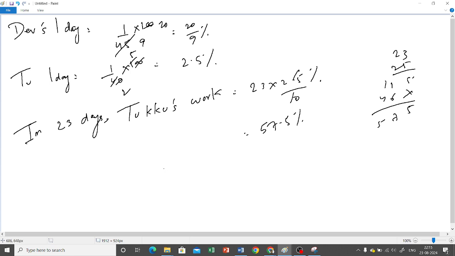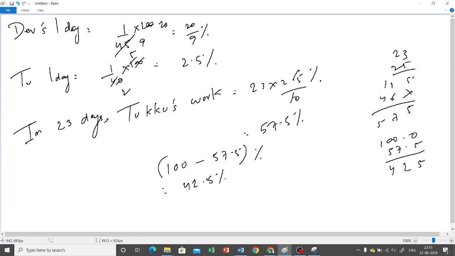That means how much work has been completed before? 100 minus 57.5%. Yes or no? 100 minus 57.5 is going to be 42.5, already done. Understood this part or not? 42.5% work has already been done.